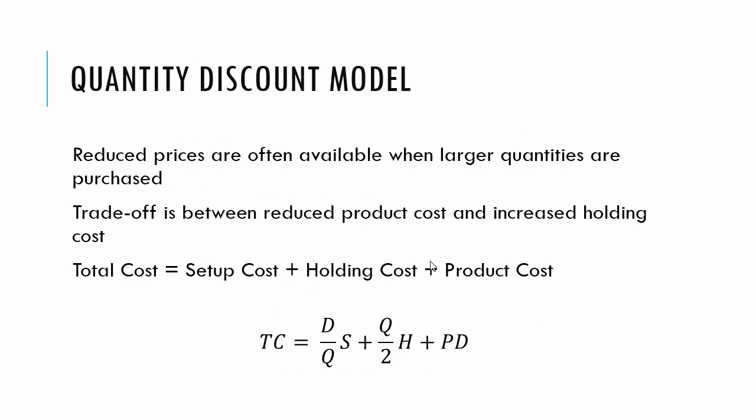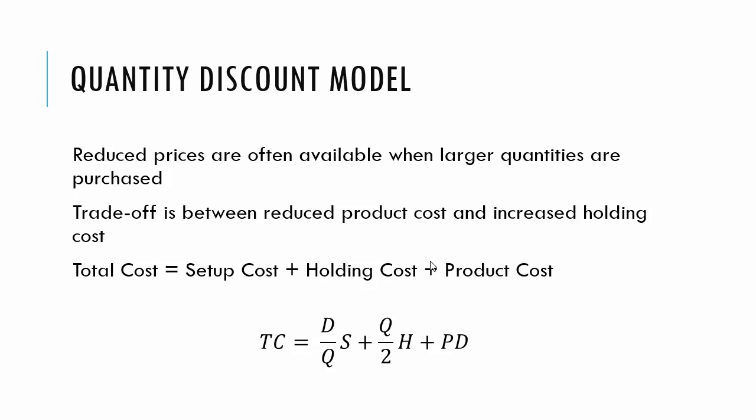And then finally, our final deterministic model is the quantity discount model. What this is, I buy in bulk, so I get a cheaper per unit price. So this is like going to Sam's Club, right? I can buy bulk paper towels cheaper per unit, but I have to have somewhere to store it.